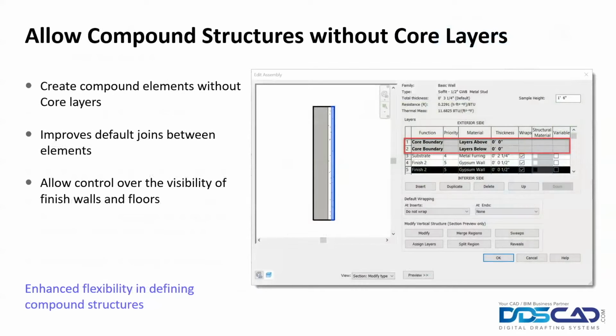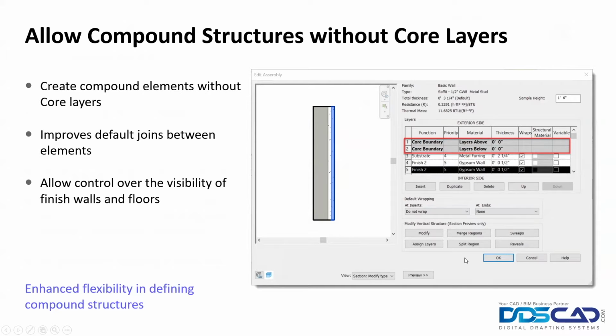And look at the allowed compound structures without core layers. Compound is the key. Even though it's showing a wall, compounds can be walls, can be floor slabs, can be roof slabs. You remember that you can actually make layers for those, and that's what we're talking about, okay? And so at this point, you'll see there's several layers, but this particular wall has no core.